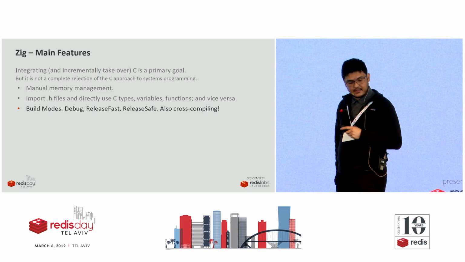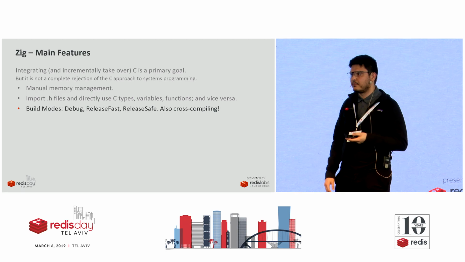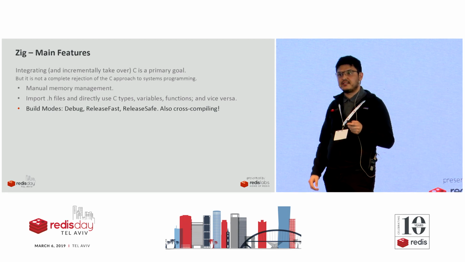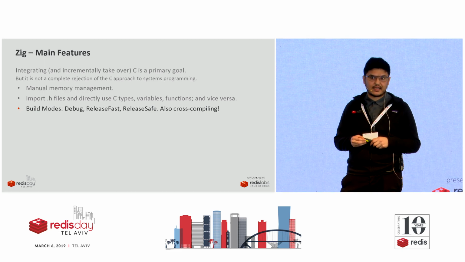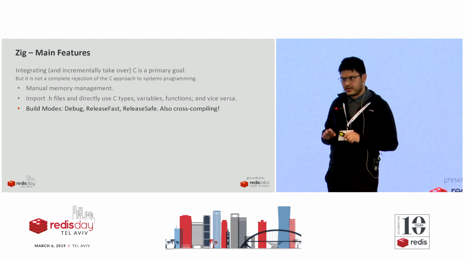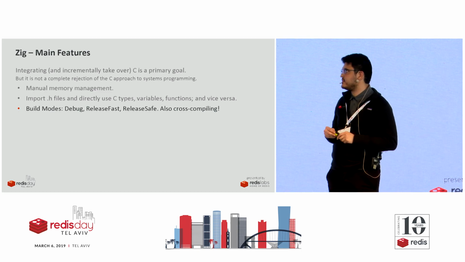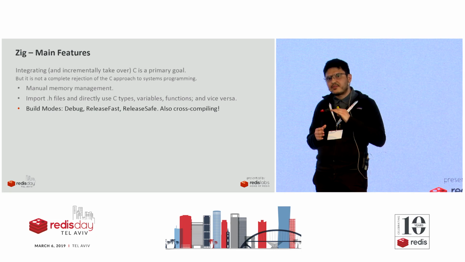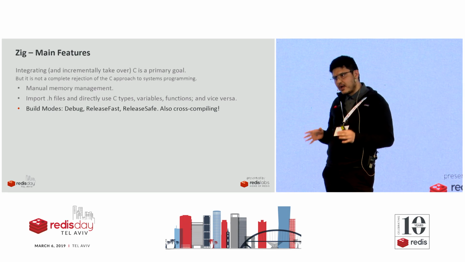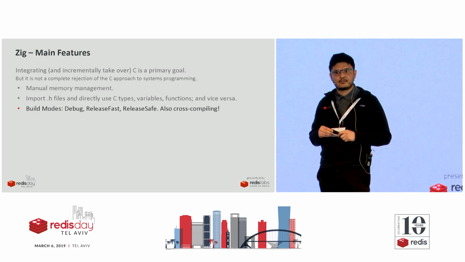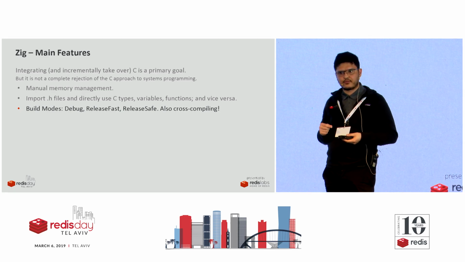You have different build modes. Debug, which is the safest mode, basically, instead of having undefined behavior, which is something that you occasionally get in C, you always get an error, so no undefined behavior. You have then release fast and release safe. Release fast is to make a very fast binary without any kind of safety check, while release safe is still faster than debug, but you have some safety checks that remain in place, stuff like checking if you're trying to go out of bound from an array.